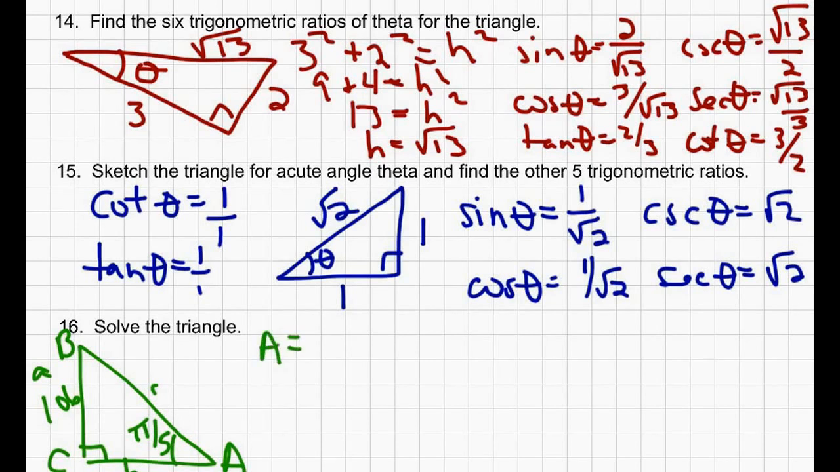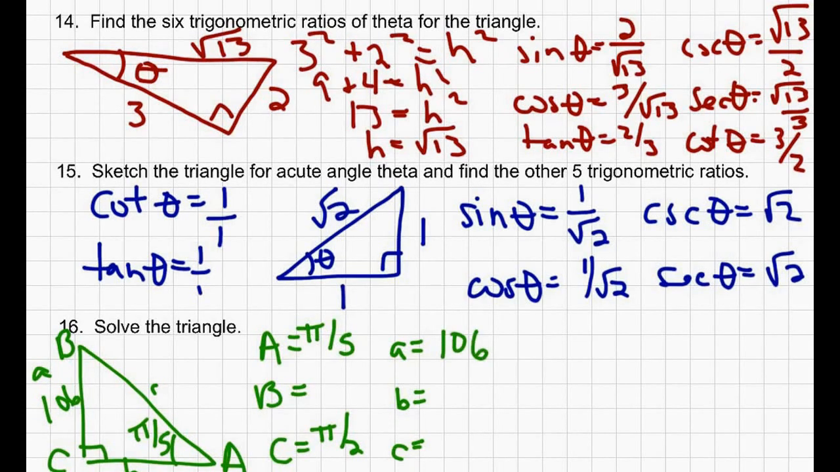And I'll make myself a little chart here, and that's what I'm going to fill out when I solve the triangle. And I'm going to start with the givens. I know angle C is 90 degrees, and since the other angle's in radians, 90 degrees in radians is pi over 2. Angle A I know is pi over 5, and I know side A is 106.